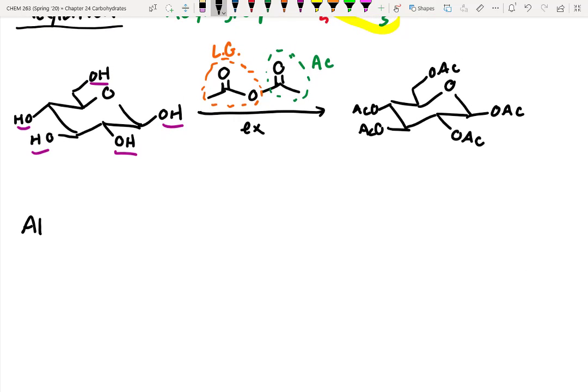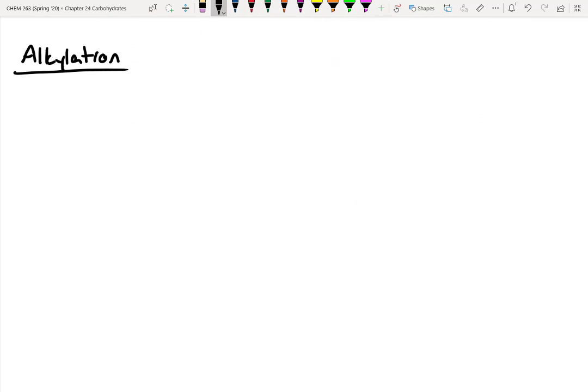All right, the next one we're going to look at is kind of similar. This is called alkylation. So as you can tell, we're going to install alkyl groups. So similar sort of chemistry. We're going to look at D-glucose first. Sorry, my handwriting's not the greatest today. Too much coffee. So we've got D-glucose over here.